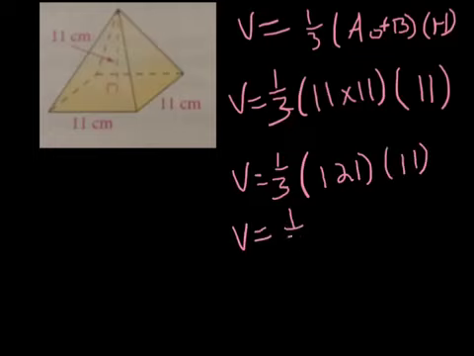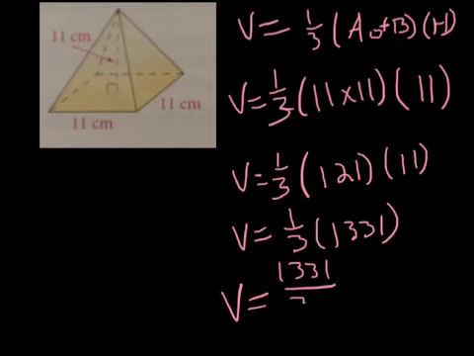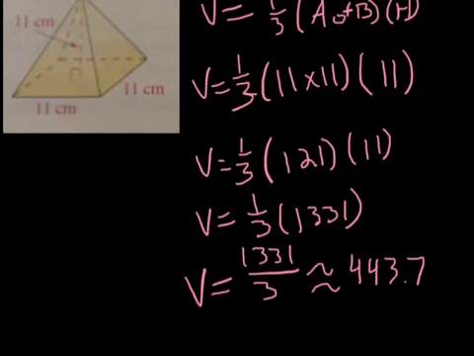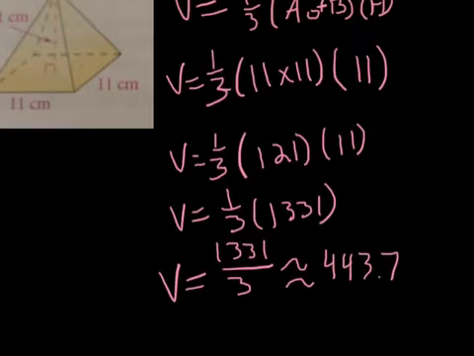So 1/3 times 121 times 11. Continuing on with that, we have 1/3 times 121 times 11 is 1,331. So the volume of this pyramid would be 1,331 over 3, which in this case does not come out evenly, so it would be approximately 443.7. And remember, with this being a volume, the units will need to be centimeters cubed.